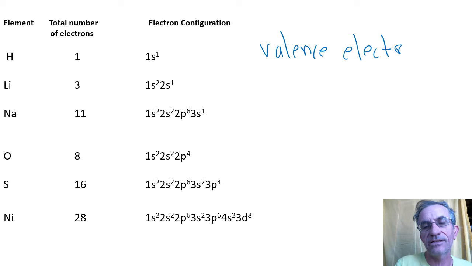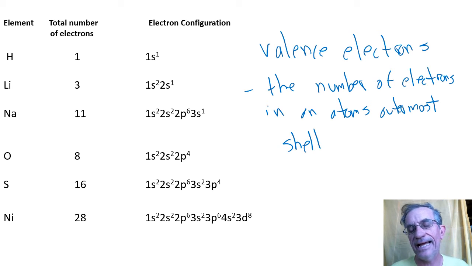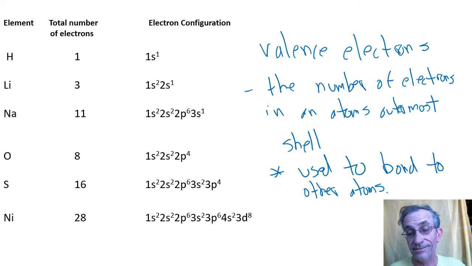So what are valence electrons? Valence electrons are the number of electrons in an atom's outermost shell. Now, why do we care about these? Because these are the ones that are used to bond to other atoms. And that's in fact, when we move on to our next section, exactly what we're going to be talking about. So with these electron configurations in front of us, we can figure that out.